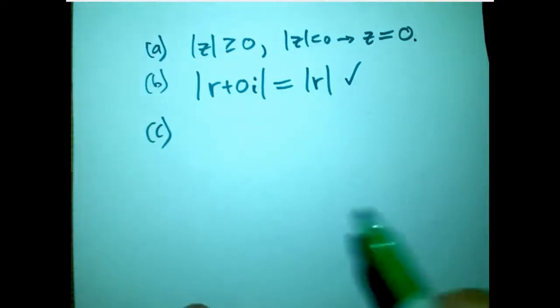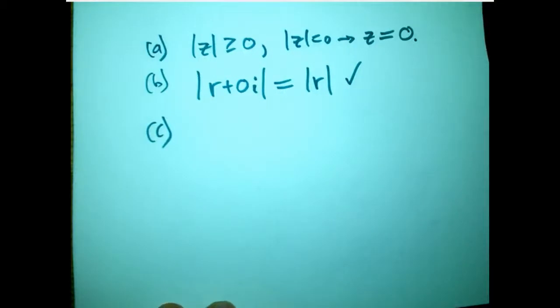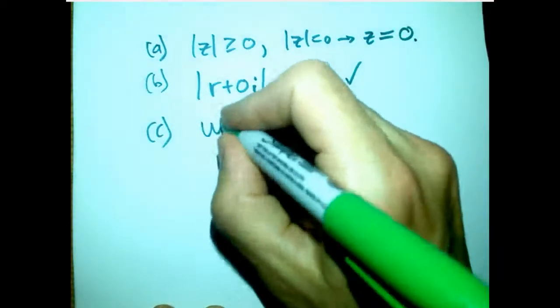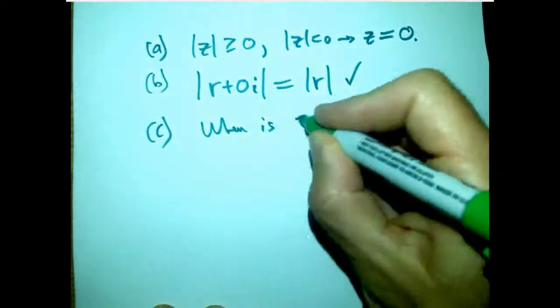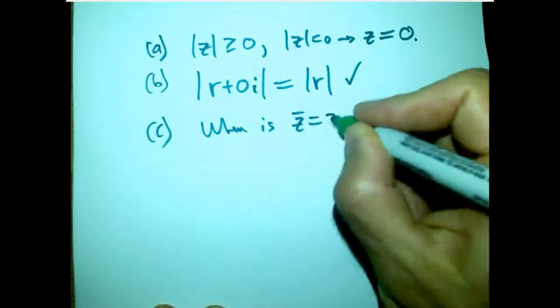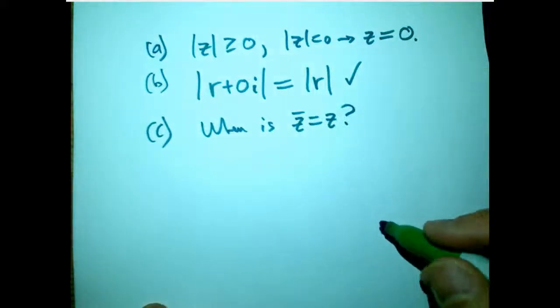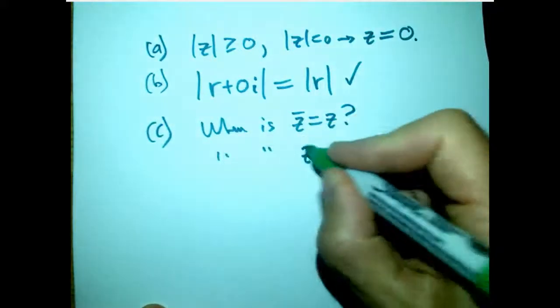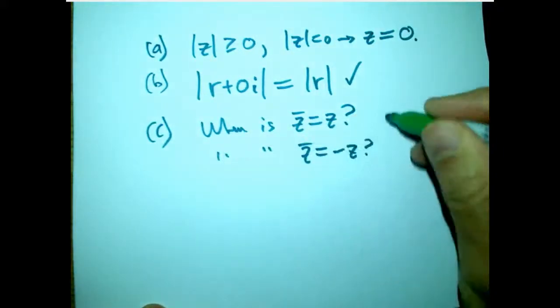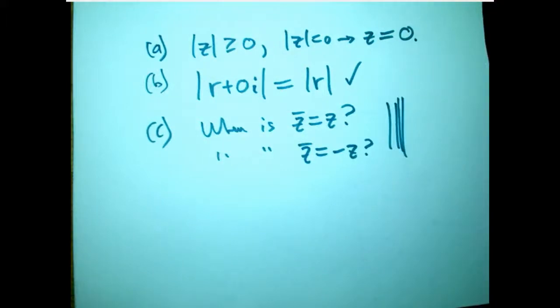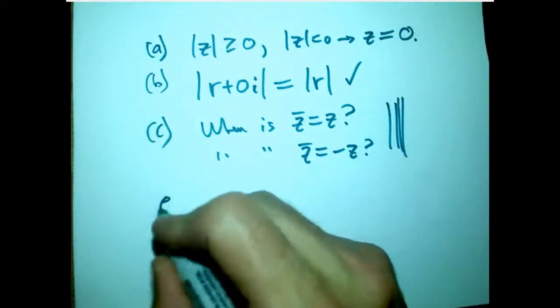Okay, I already mentioned that the conjugate reflects the complex number across the real axis. Okay, and I'll just put in, when is z bar equal to z? And when is z bar equal to minus z? Do these detect something interesting and special about a complex number? Of course, the answer is yes.